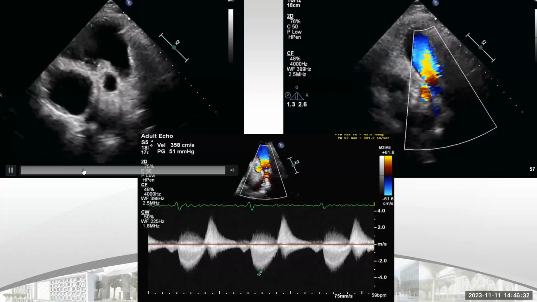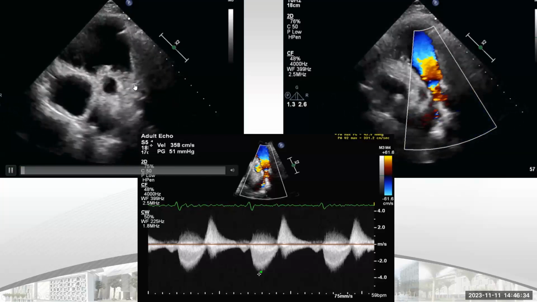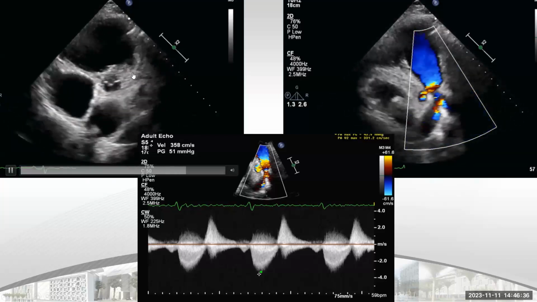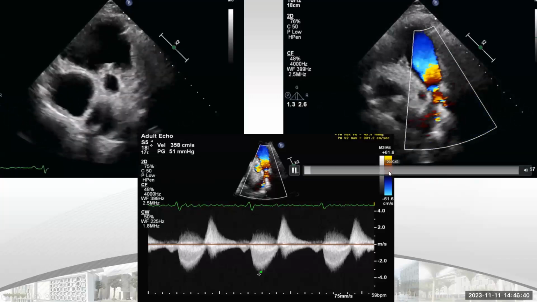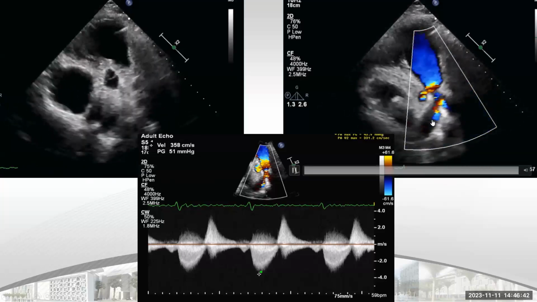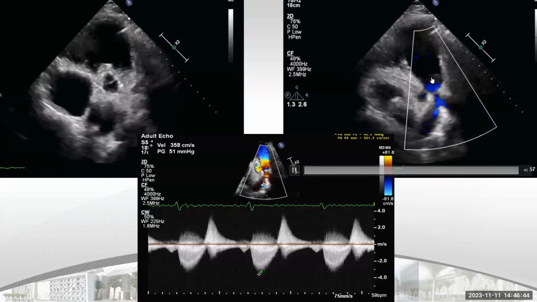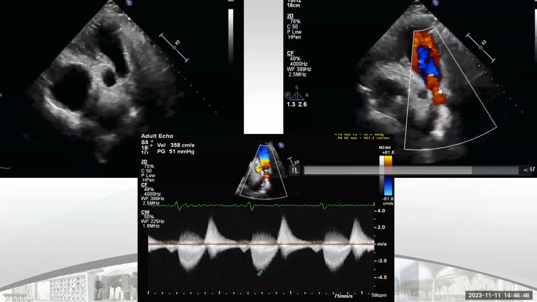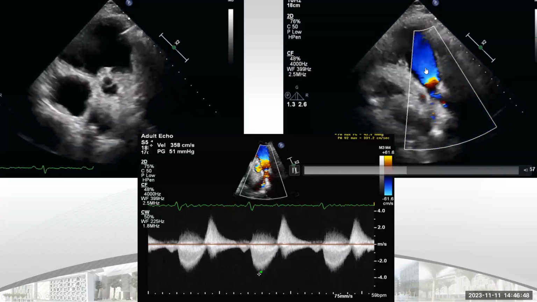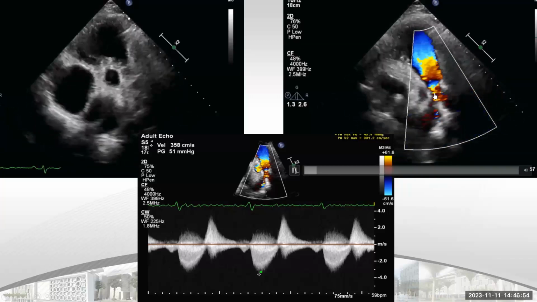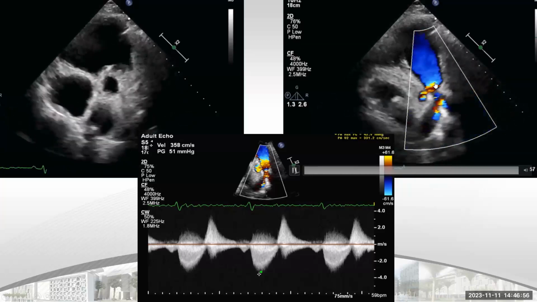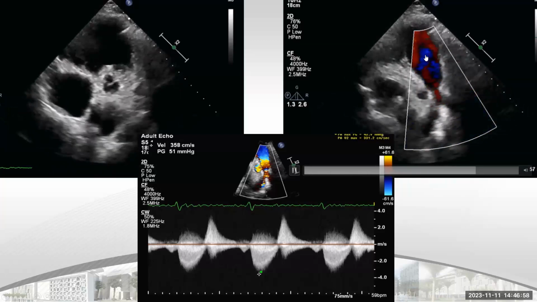Good. So you said there is pulmonary stenosis. It's clear that you have thickening here at the pulmonary valve. That's right. And you have flow acceleration. You have regurgitation, a very short duration regurgitation, but it is filling all the RVOT. This is an indication of severity. This regurgitation is filling all the RVOT.